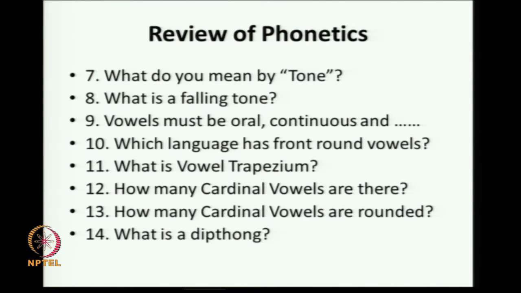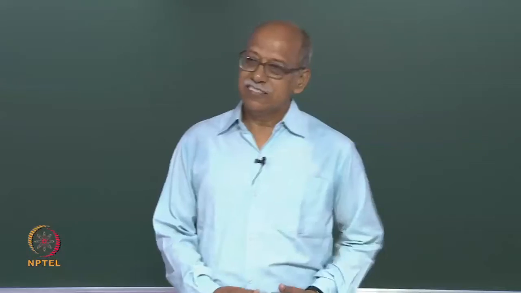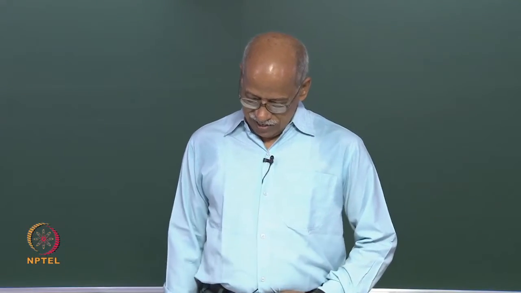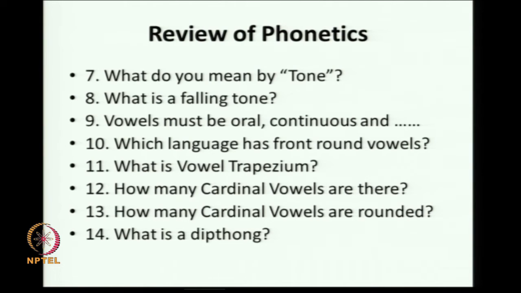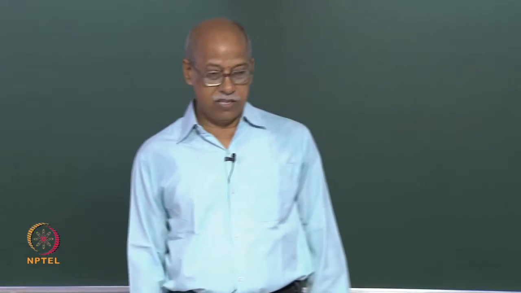Okay, when we define vowels, question number 9, we say vowels must be oral, continuous, and unobstructed. That is what we said, continuous. Voiced. Not voiceless. Vowels must be oral, continuous, and voiced. Okay. Next. Is there a language which has round front vowels, where E is produced with rounded lips? Yes, there is one. There is French and there are other languages.